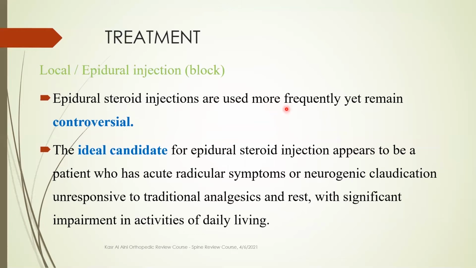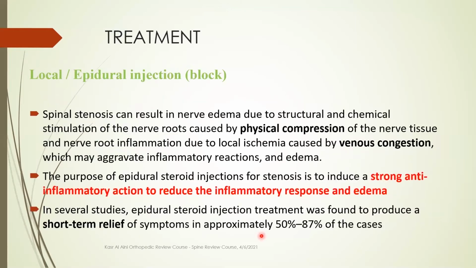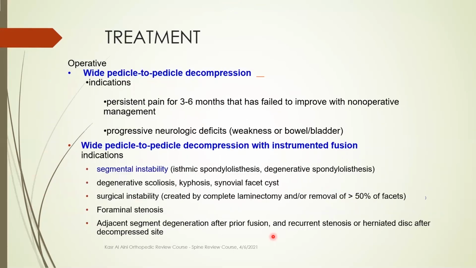Epidural steroid is used very frequently with some controversy. The ideal candidate is a patient with acute radicular symptoms or neurogenic claudication, unresponsive to traditional medication, with significant impairment in daily activity. It depends on the idea that it has a strong anti-inflammatory action to reduce the inflammatory response and edema in neural elements. Several studies showed that injection produced short-term relief of symptoms in approximately 50 to 80 or 90% of cases.